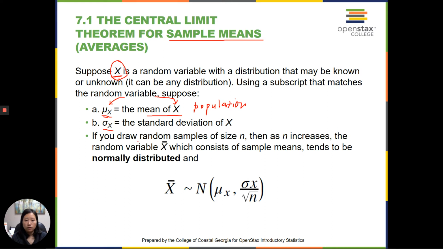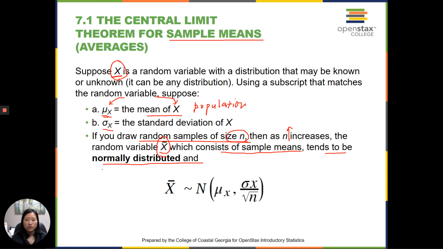If you draw a random sample of size n, and when this n increases and approaches the whole population, the random variable x bar, which consists of sample means, tends to be normally distributed. So what does that mean?